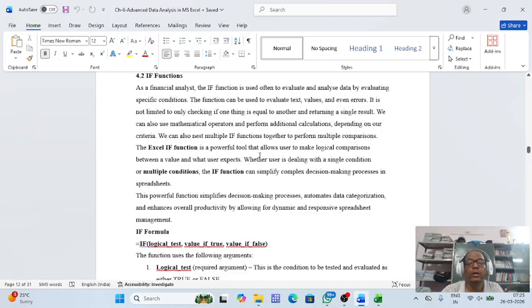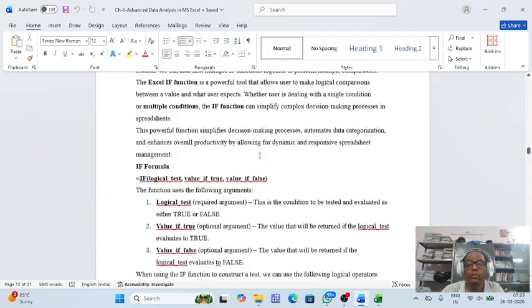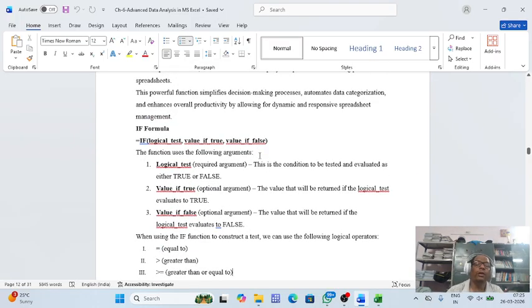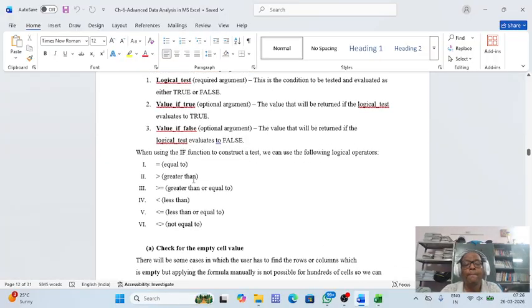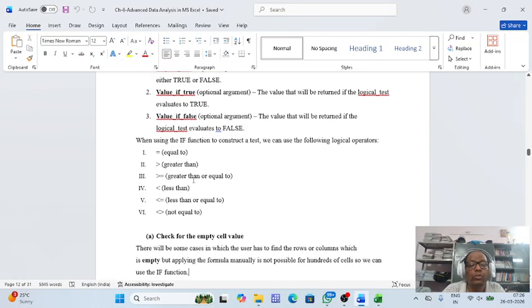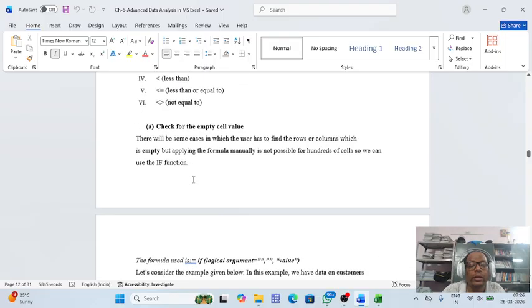The IF function is basically a logical function, and there are various applications of it, but the formula is that you will have a logical test value. If that value finds the argument correct, then you'll get the value true, otherwise you'll get the value false. There are different types of operators that you use in the IF function, like is equal to, greater than, equals to, like this.